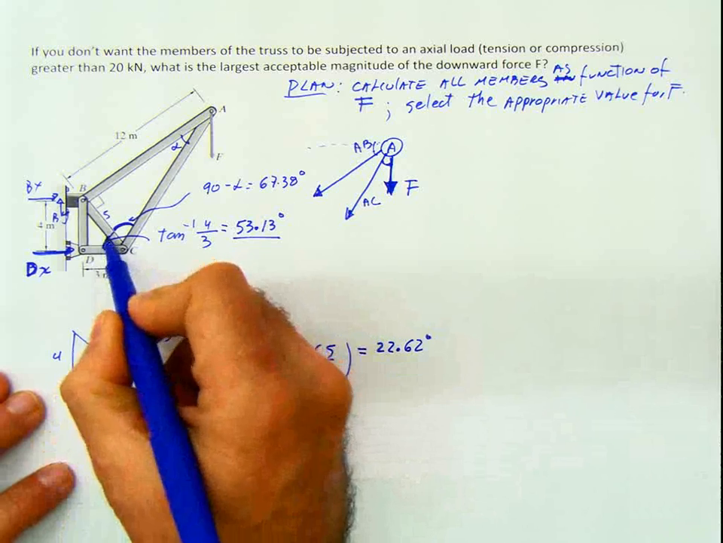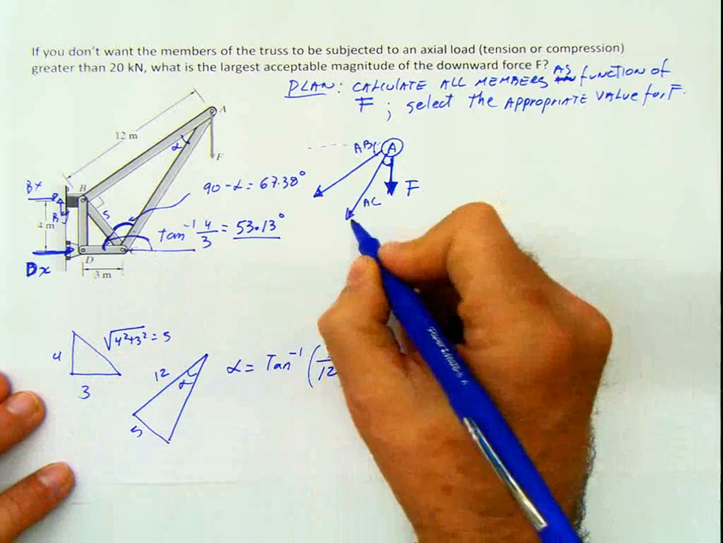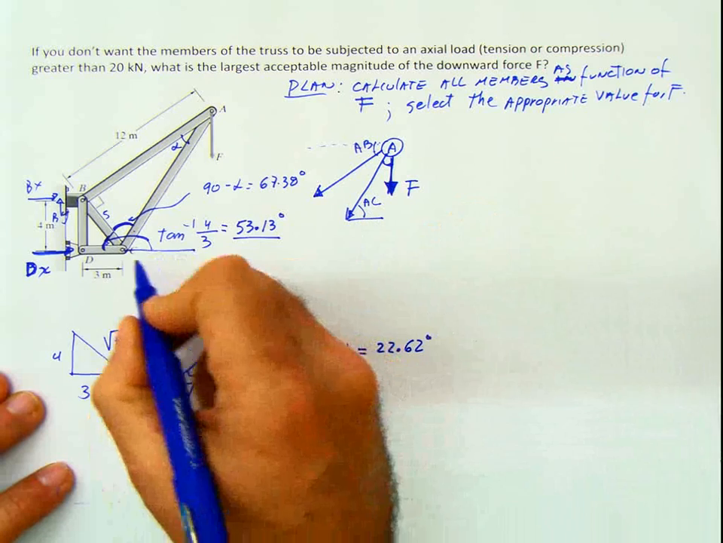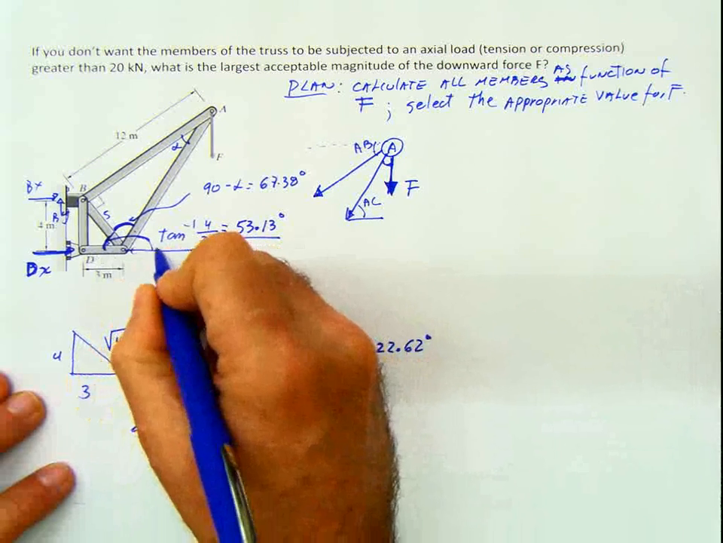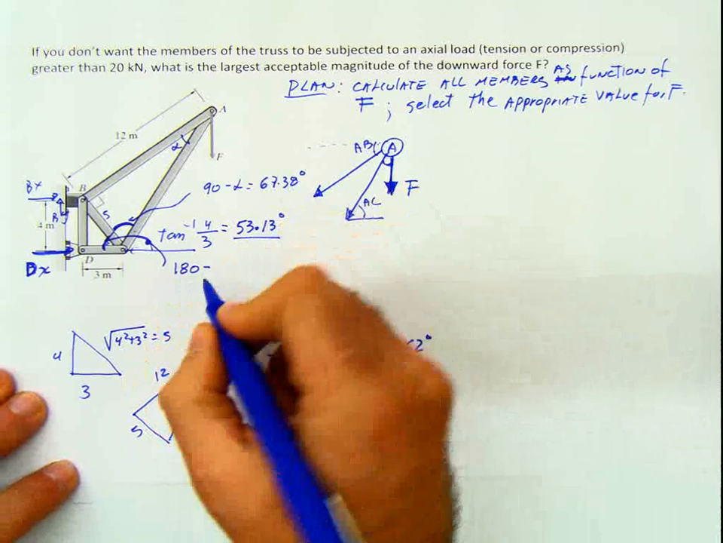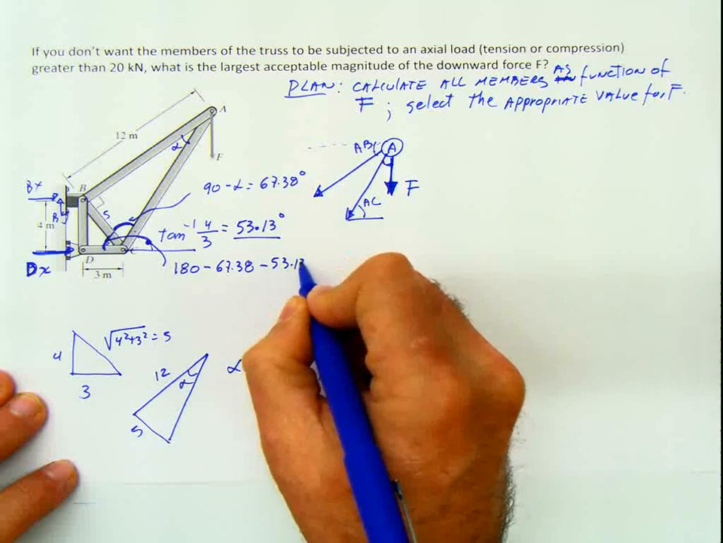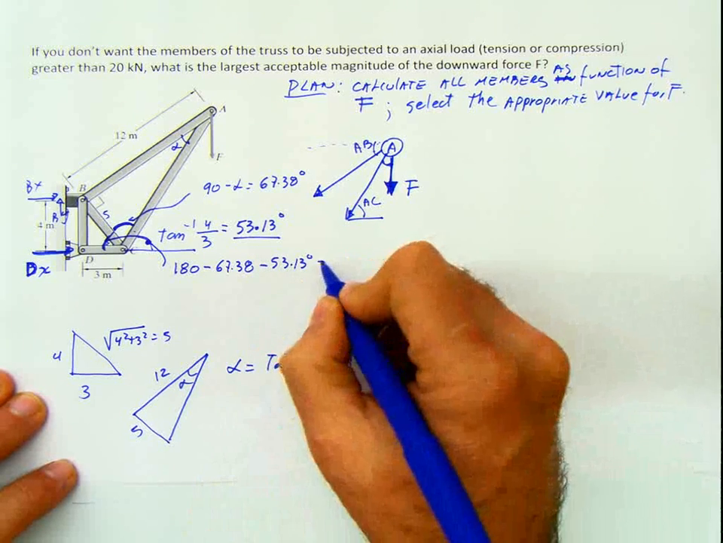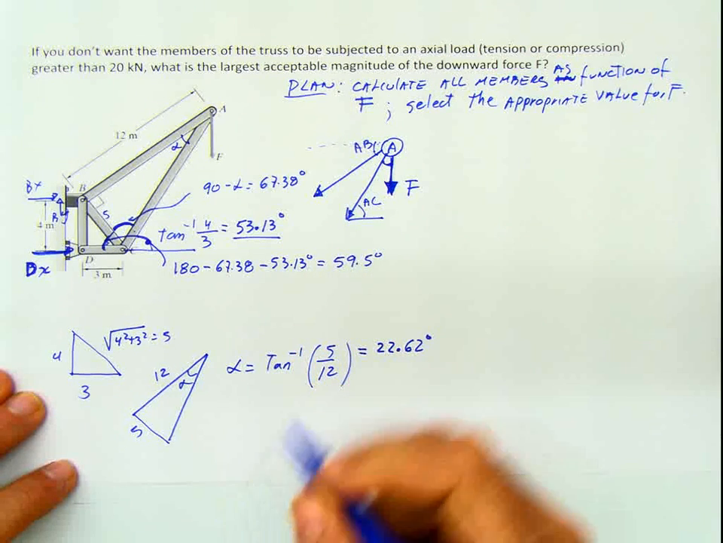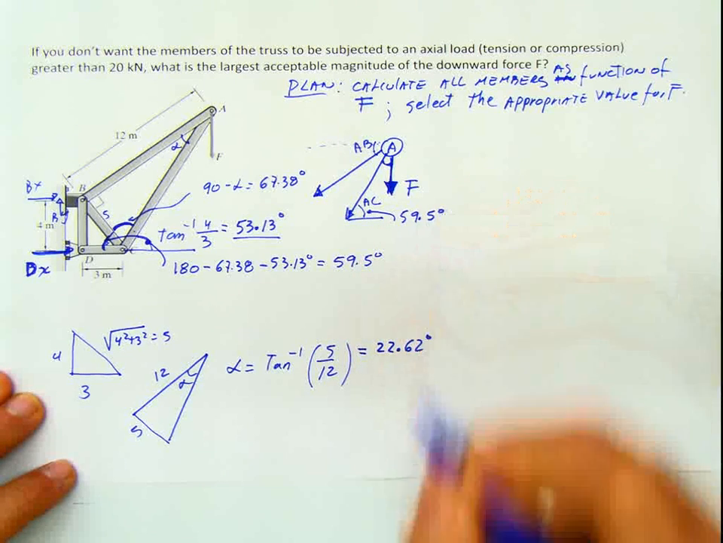And now if I have this angle and this angle, I can also calculate this angle, which is basically this angle. That angle there is going to be 180 minus 67.38 minus 53.13. And that value then is 59.5 degrees. So now I have this angle, 59.5 degrees.